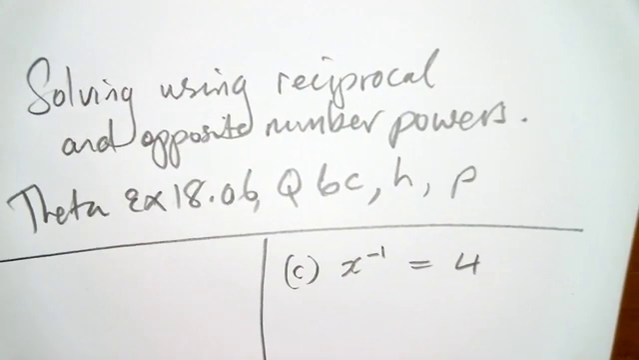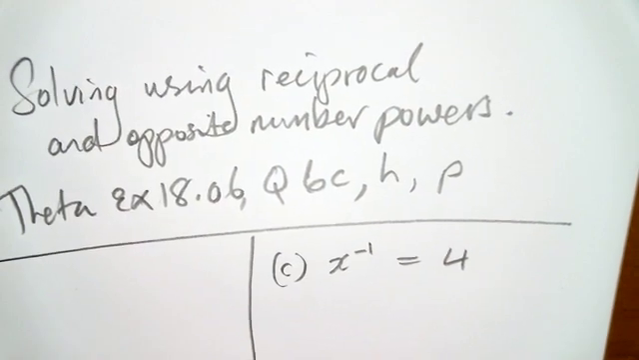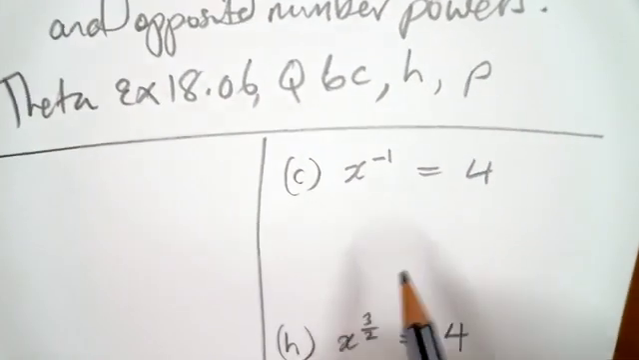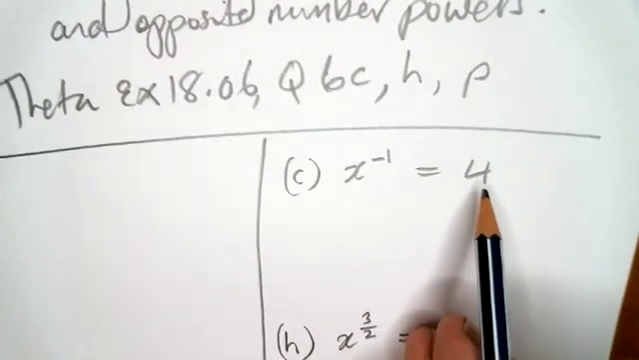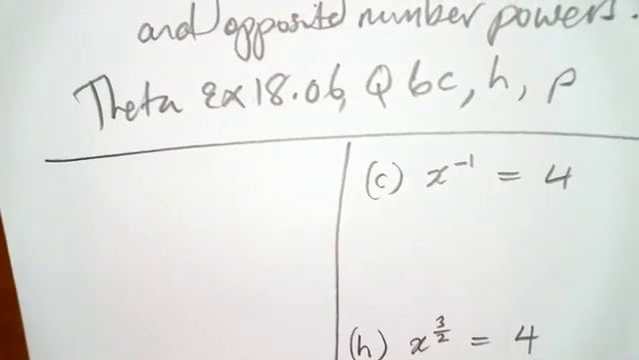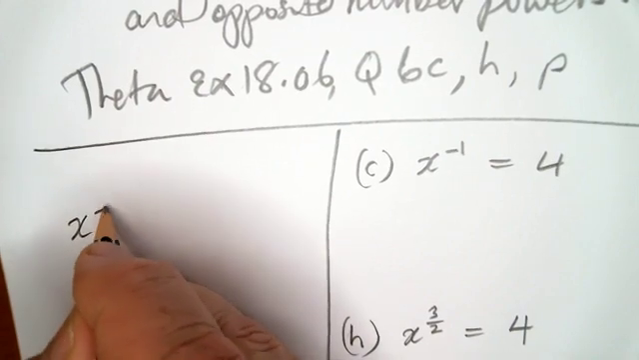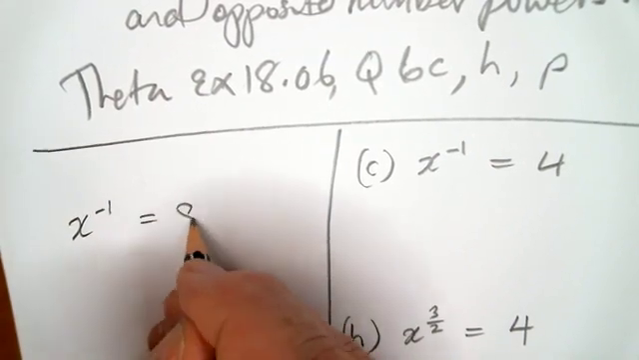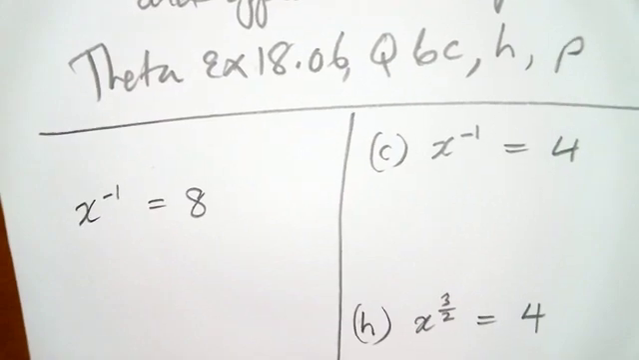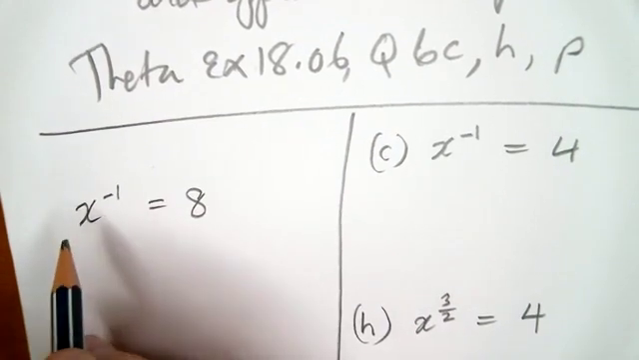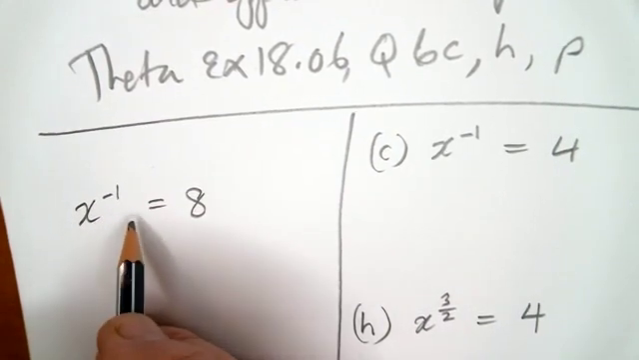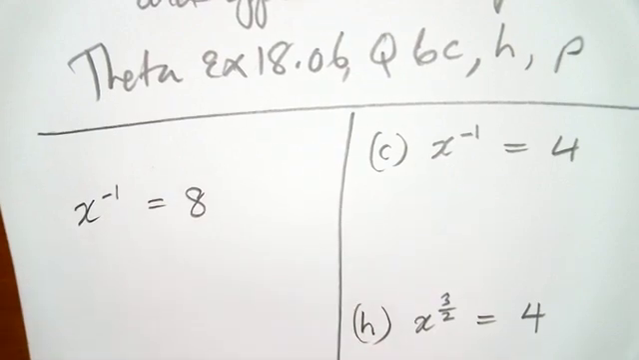All right, in this next example, I'm going to show you how to solve using reciprocal and opposite powers. So first example here, I've got x to the negative 1 is 4. Let's say I've got an x to the negative 1 is equal to, let's go 8, for example. What we want to do is whenever we find a power of a power, we multiply the powers.